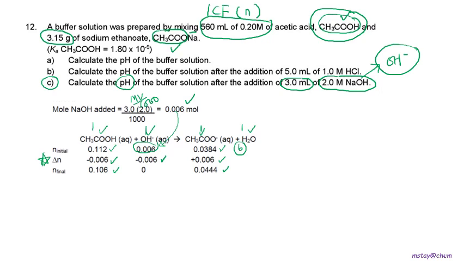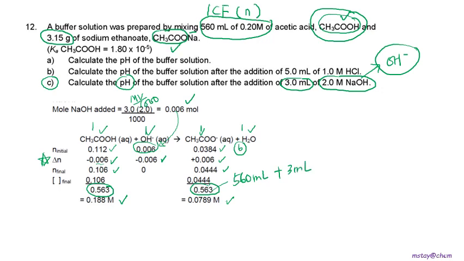However, in that equation, we need to substitute the value of the concentration. Therefore, we need to change the number of mole into concentration, which equals 0.188 molar and 0.0789 molar. Keep in mind that we use the new volume, which is 560 ml plus the 3 ml of the NaOH. Then again, substitute the value of the concentration into the Henderson-Hasselbalch equation. The pH value will equal 4.37.